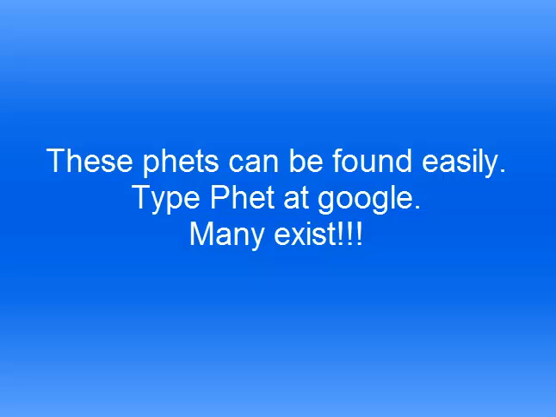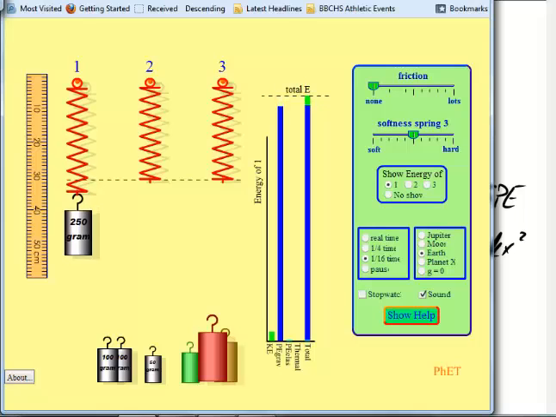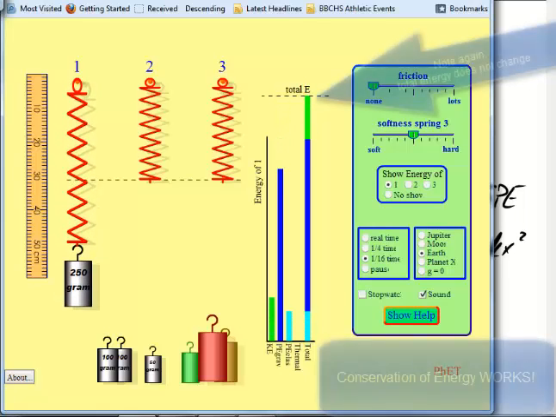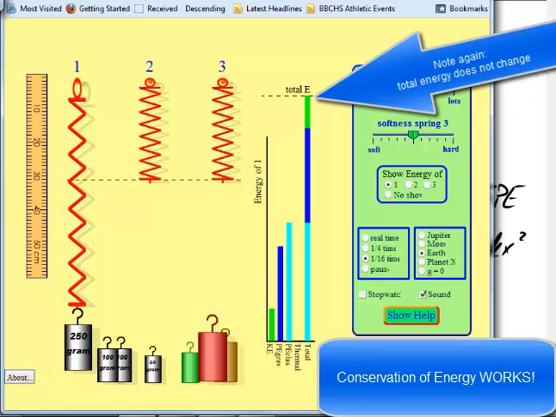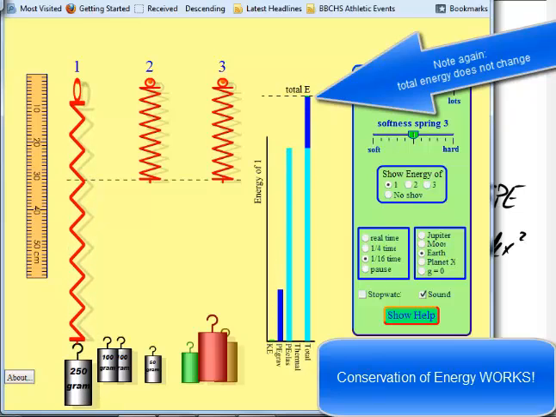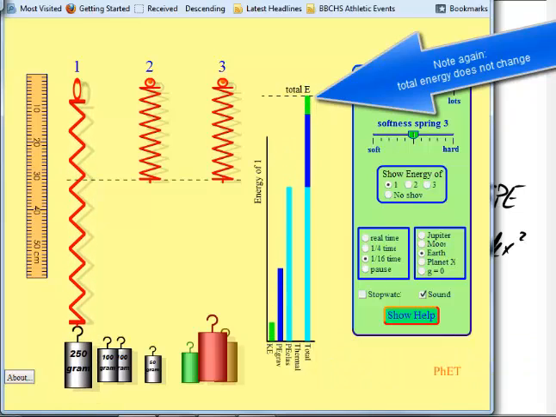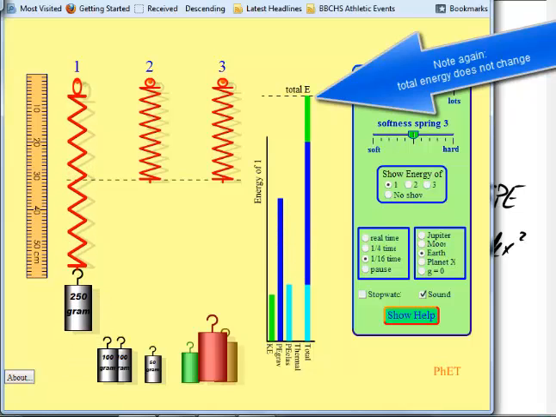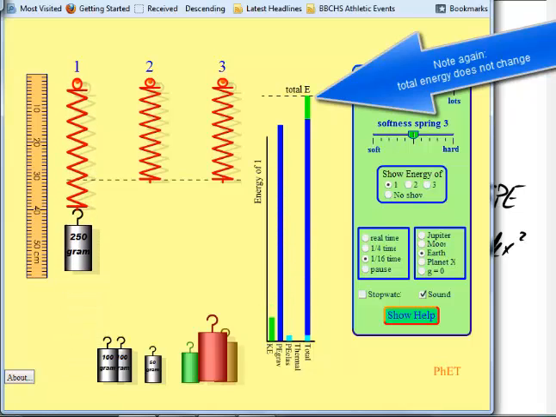Right. So we found another PhET, and we decided to look at that. And as we look at that PhET there, we've got it in slow motion. So this is 1/16 the actual time. We see that the total energy remains constant, which means energy is being conserved.